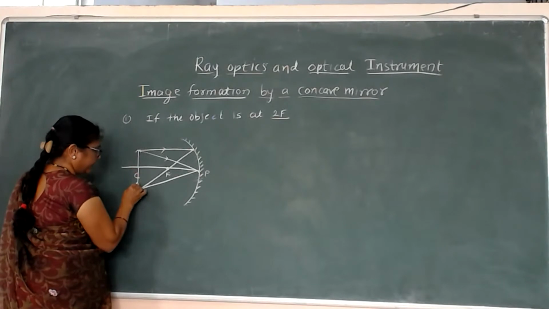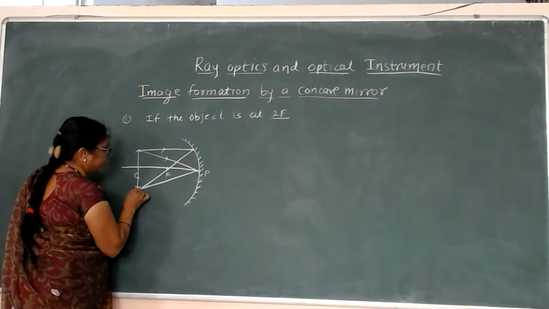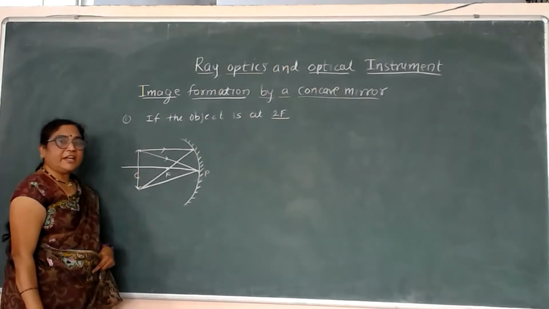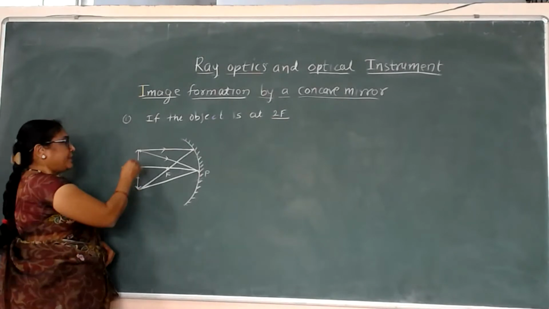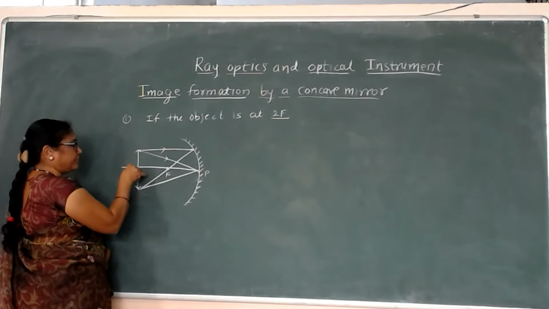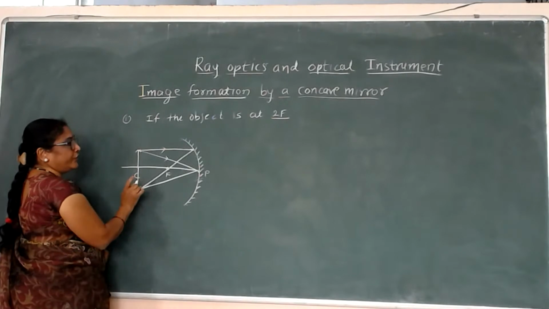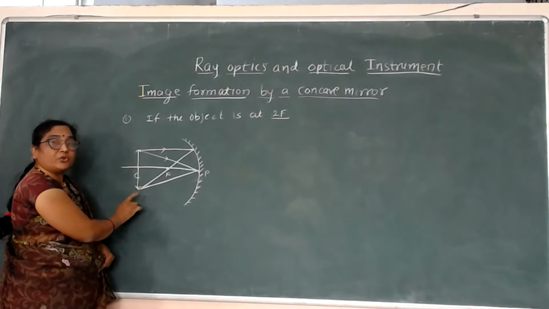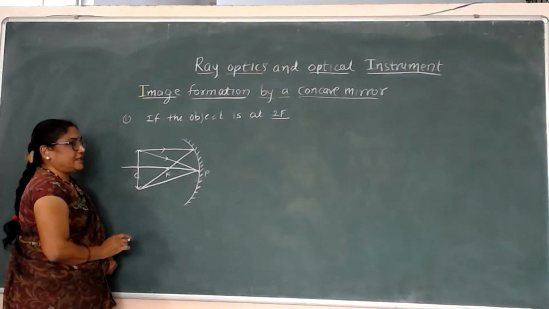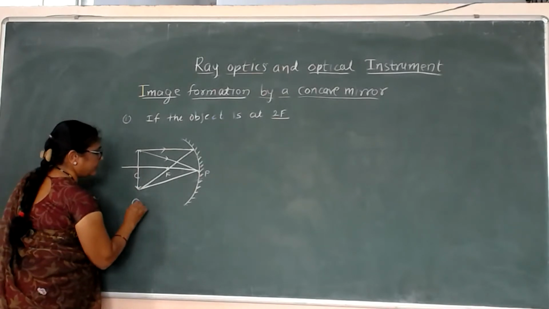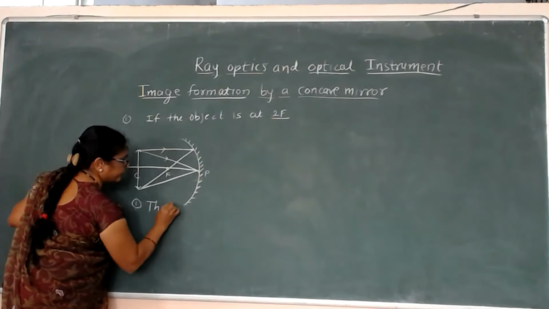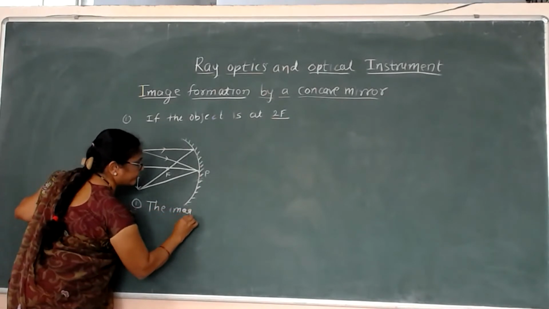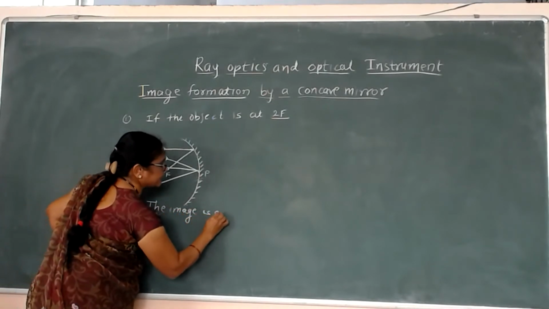So here, when the object is situated at 2F, the image is the same size. It means the height of the object and the height of the image are the same. So when we study this, we say that when the object is at 2F, the image is the same size.